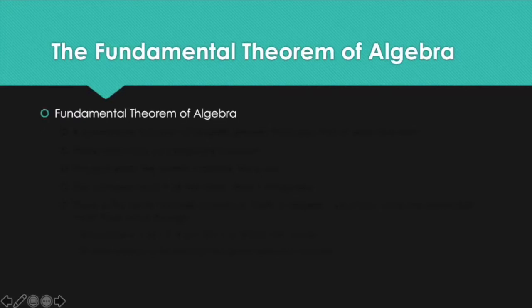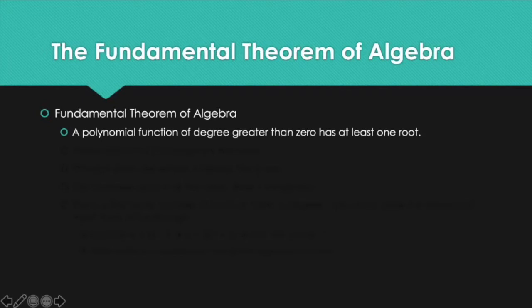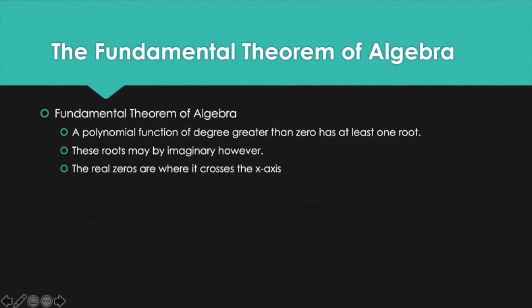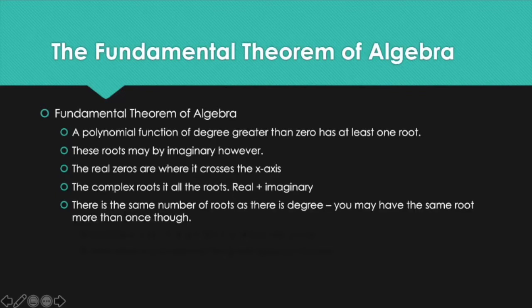All right, the fundamental theorem of algebra. A polynomial function of degree greater than 0 has at least one root. The roots may be imaginary, however. The real zeros are where it crosses the x-axis, and the complex zeros are all of the roots, the imaginaries plus the reals. There are the same number of roots as the degree, and this is the most important part: the degree is the same as the number of roots.